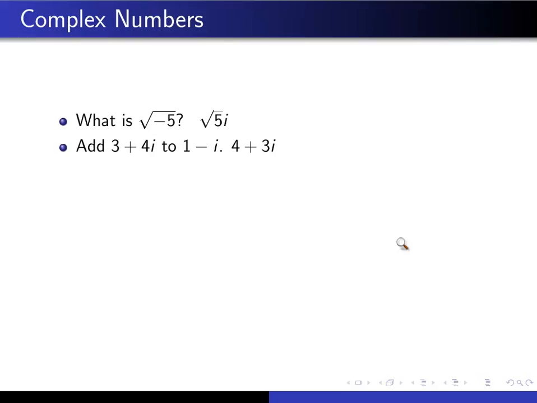So a complex number has a real part. So in this case, 3 in 3 plus 4i and 1 in 1 minus i. And a complex number has an imaginary part, so a part which is multiplied by i. And the way you add them is you just add the two real parts. So here you have 3 plus 1 to get 4, and you add the imaginary parts. So 4i minus i is 3i.